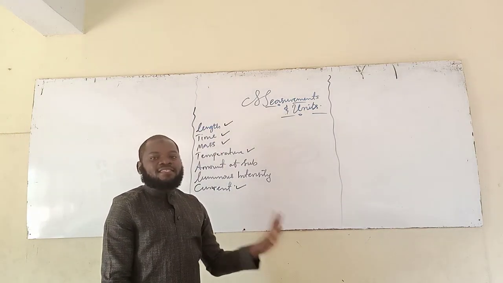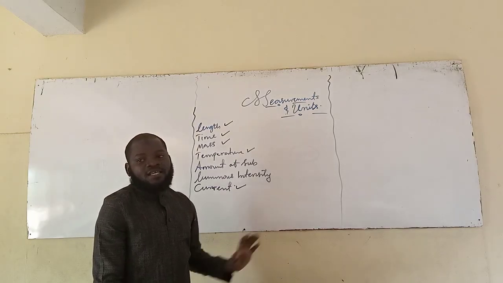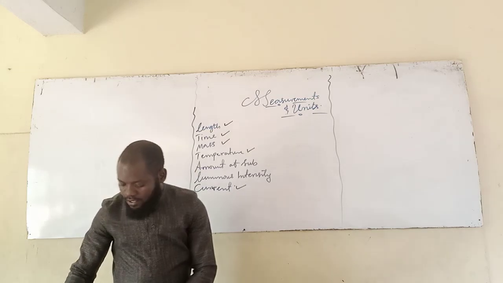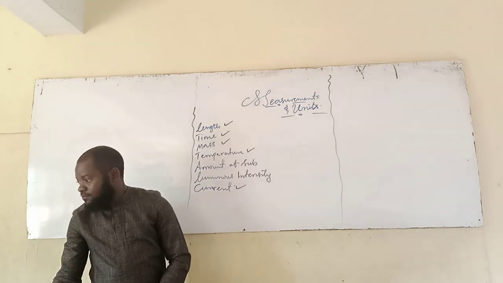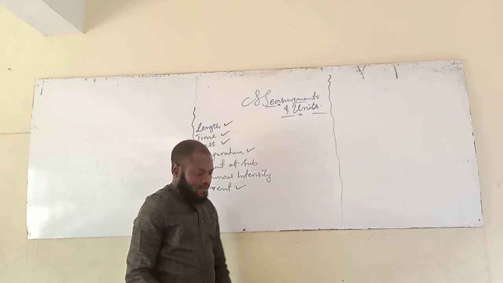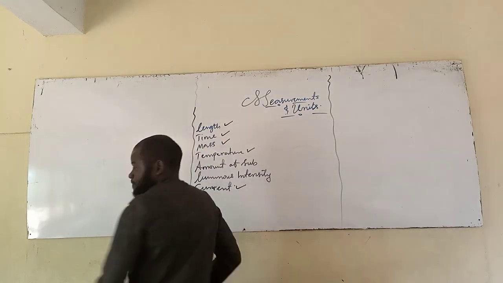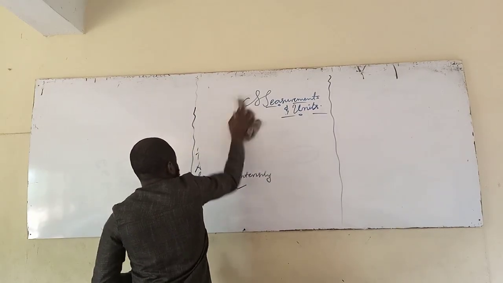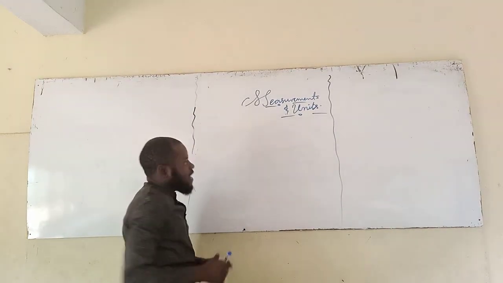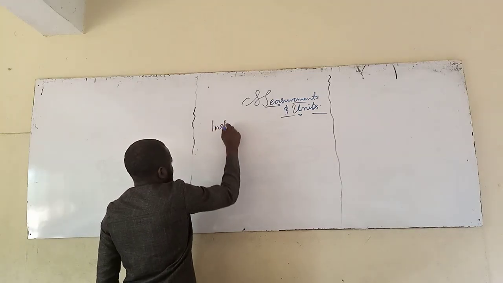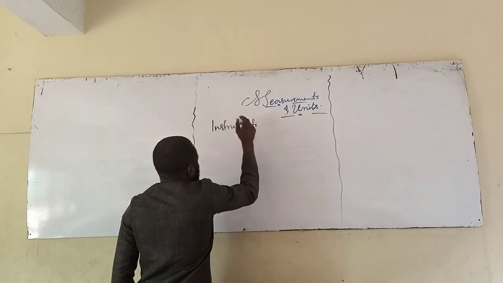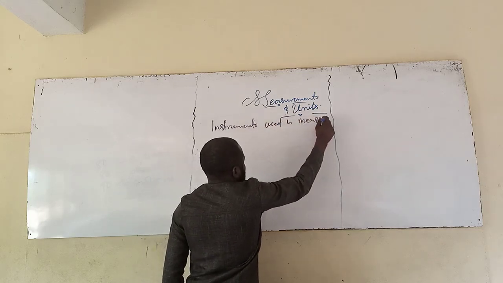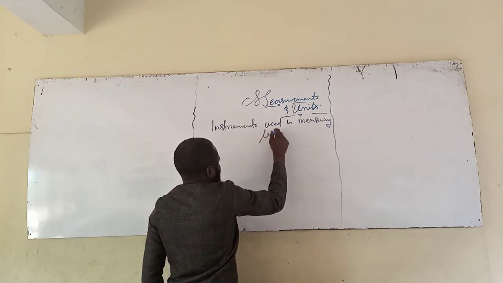Now, we are going to start by looking at the instruments that we use to measure length, and what JAMB actually wants to test in this particular heading. So, the new headline is going to be the instruments used in measuring length.